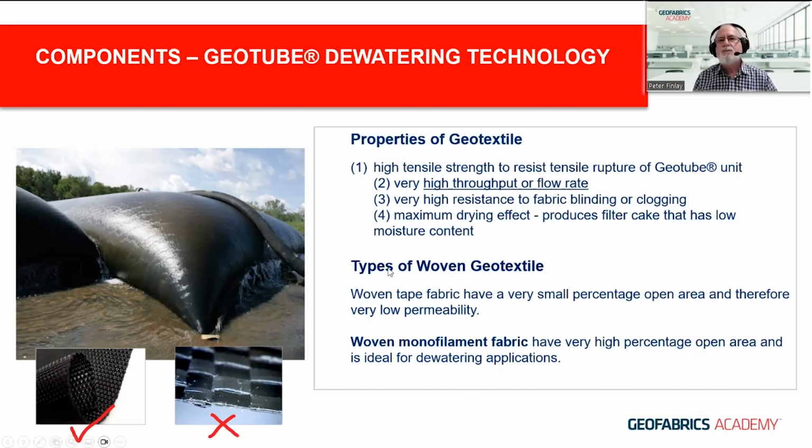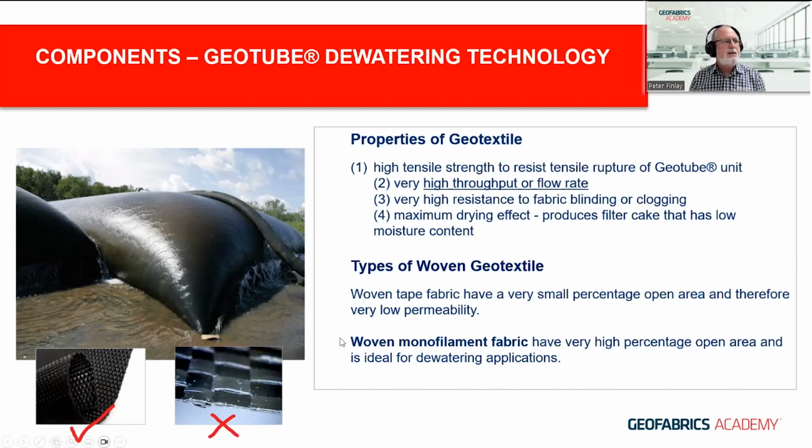In general terms, for woven geotextiles, there are, I guess, two general types. There's the woven tapes, which is the little picture down there with a cross against it. So the woven tapes are flat tapes, and they have characteristically a very small percentage open area, so very low permeability, and they're not going to allow free water movement, and they will clog very quickly. So they're a definite no for this application.